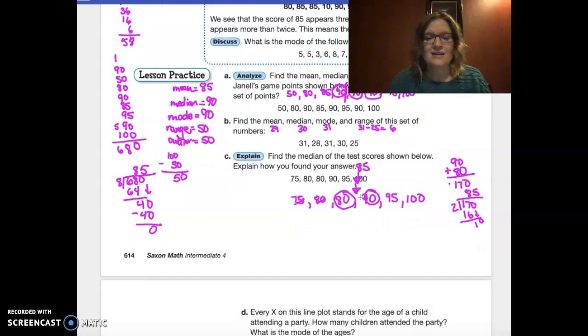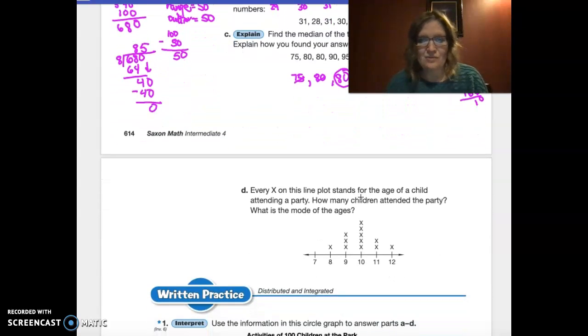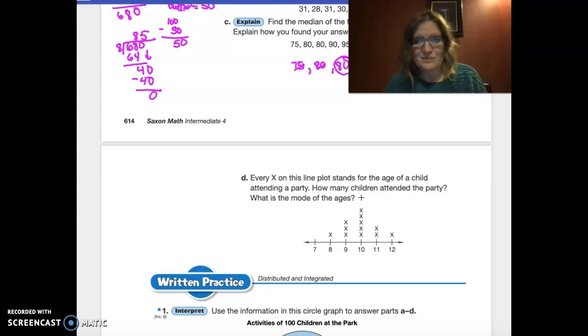Okay. Finally, line plots, they hit really hard when we're on state testing. They want you to identify how many children attended the party, where this stands for the age of each of the children. So each X represents a child. So you can find out how many attended the party by just counting up all of our X's. Let's do that. 1, 2, 3, 4, 5, 6, 7, 8, 9, 10, 11, 12. So 12 children attended the party.